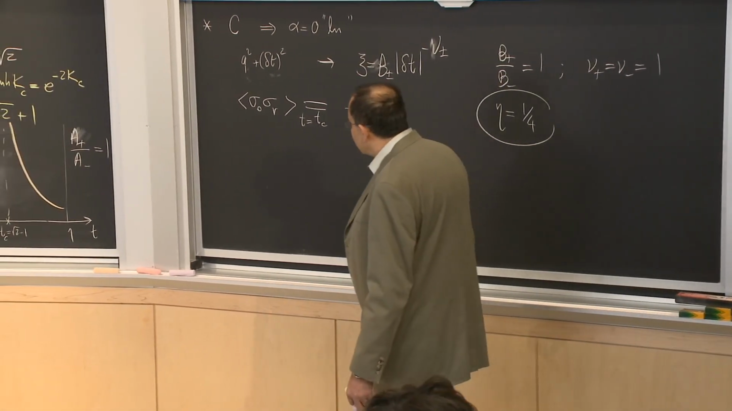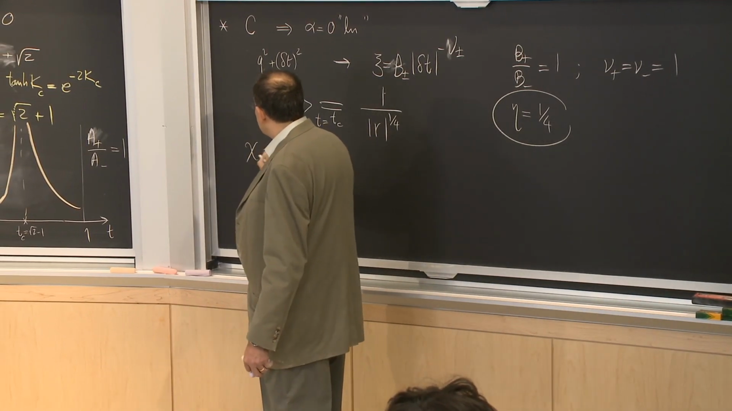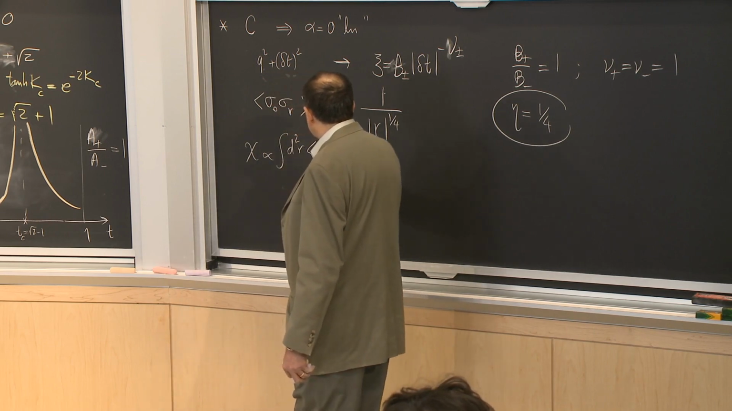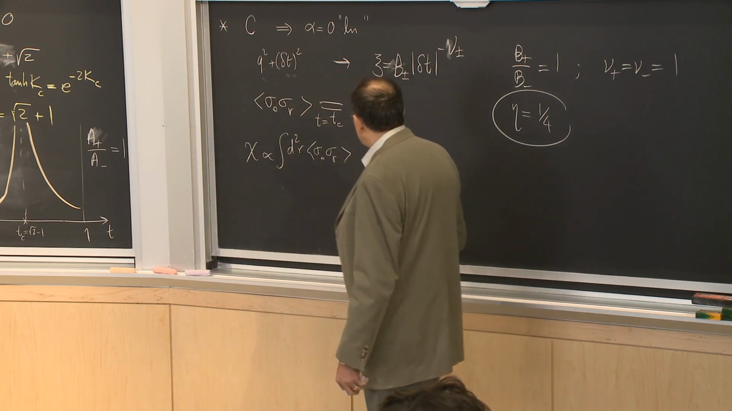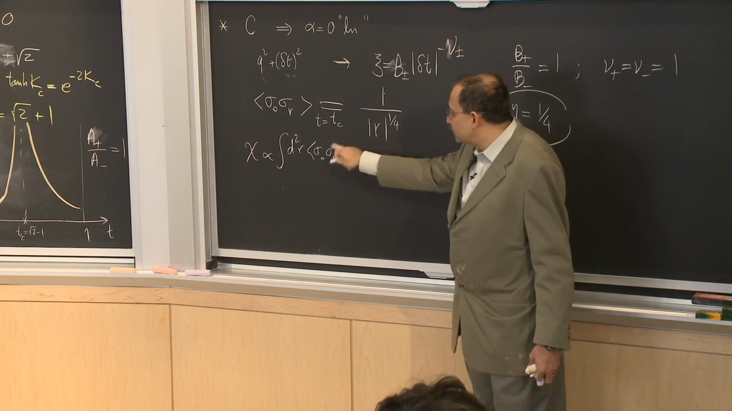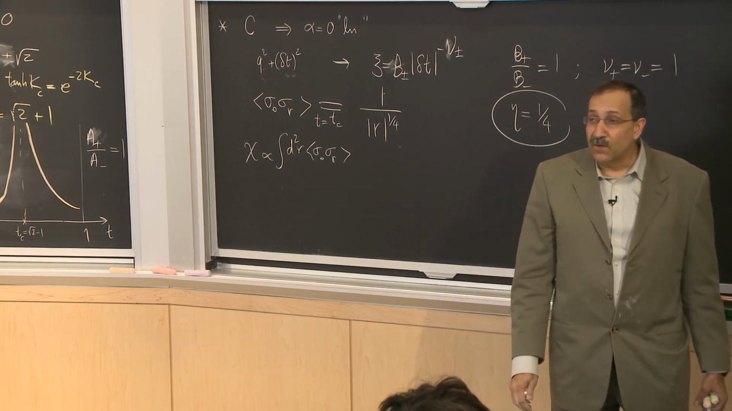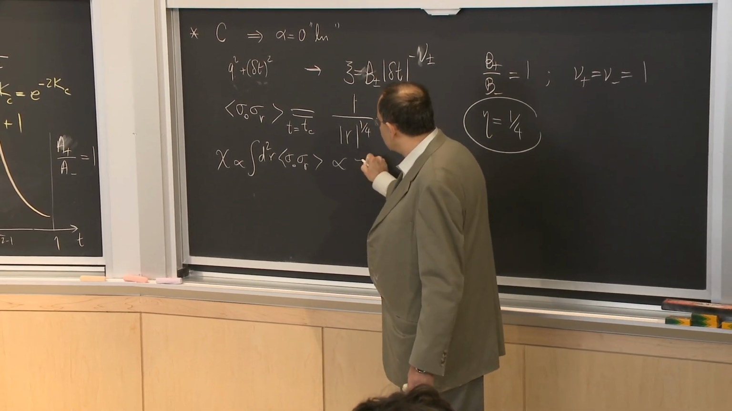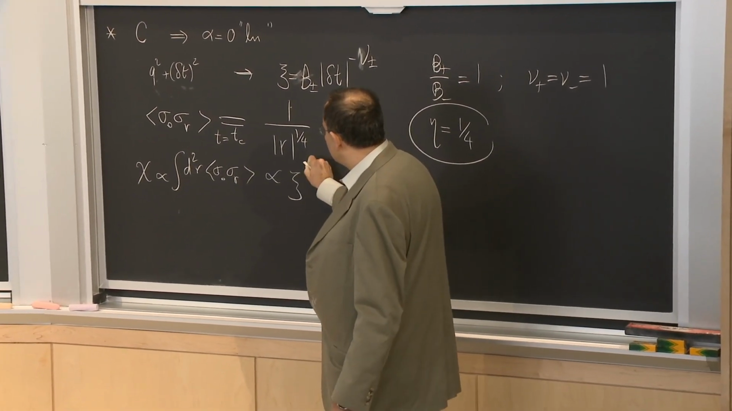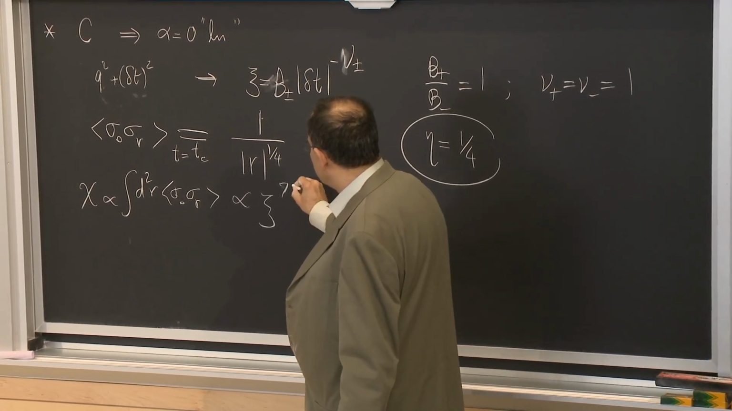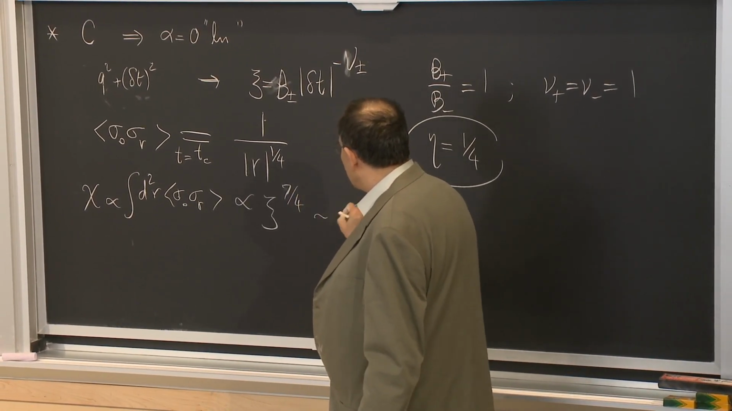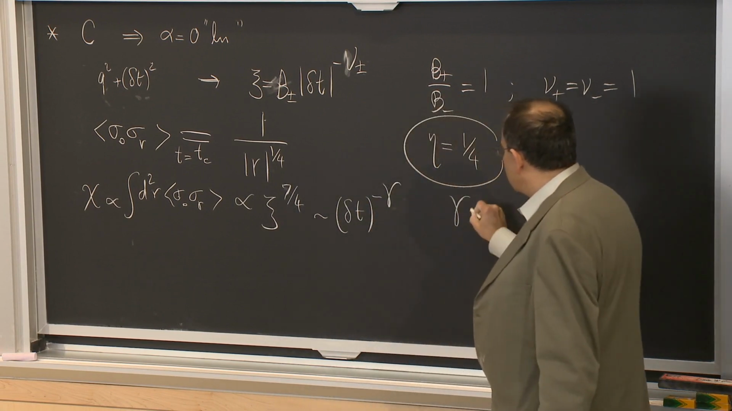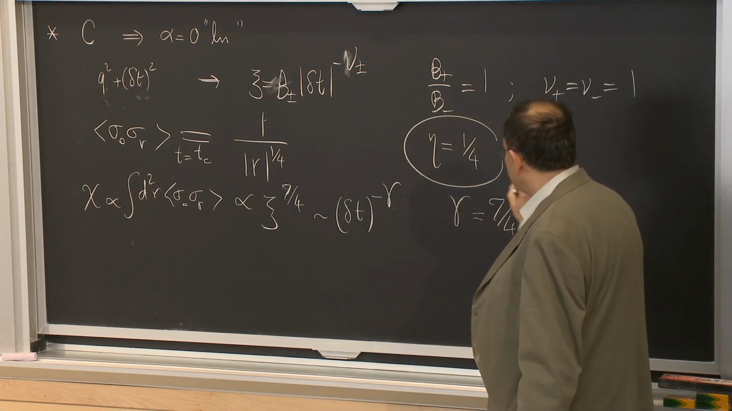Once you have correlations, you certainly know that you can calculate the susceptibility as an integral of the correlation function. And so it's going to be an integral d2r over r to the 1/4 that is cut off at the correlation length. So that's going to give me xi to the power of 2 minus 1/4, which is 7/4. So that's going to diverge as delta t to the minus gamma. Gamma is again 7/4.